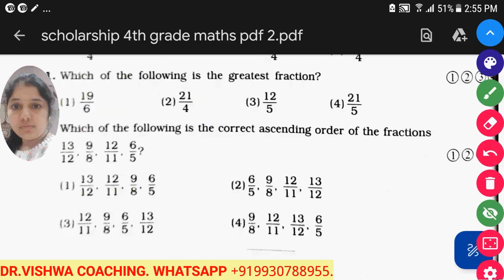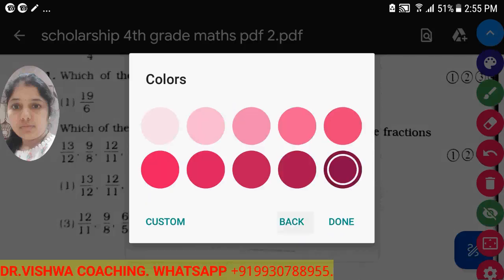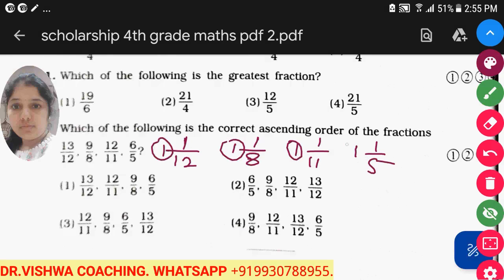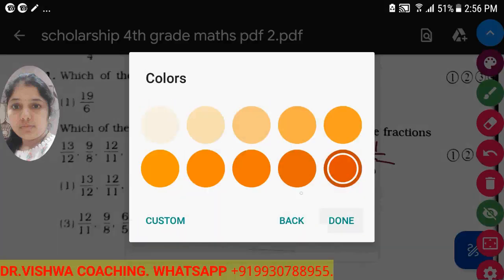Now the next one. Now in the next one we have to arrange them in ascending order. So again we will convert these into mixed fractions. So 1 1/12, 1 1/8, 1 1/11 and 1 1/5. Now everyone's integral part is the same, so we cannot compare them because they are all the same. Now compare the proper fractional part.